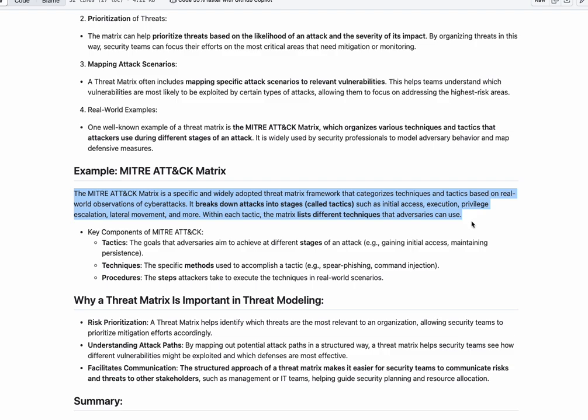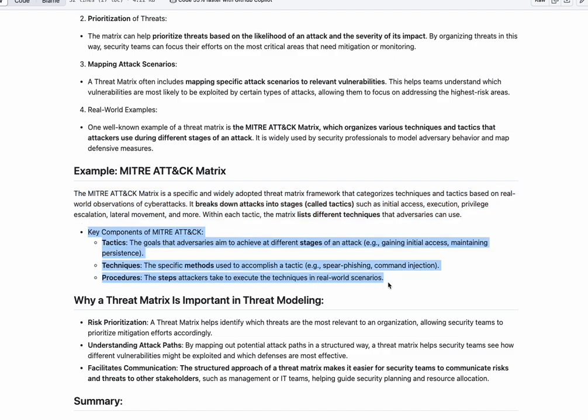It breaks down attacks into stages, called tactics, such as initial access, execution, privilege escalation, lateral movement, and more. Within each tactic, the matrix lists different techniques that adversaries can use. Key components of MITRE ATT&CK: tactics, the goals that adversaries aim to achieve at different stages of an attack, for example, gaining initial access, maintaining persistence. Techniques, the specific methods used to accomplish a tactic, for example, spear phishing, command injection. Procedures, the steps attackers take to execute the techniques in real-world scenarios.